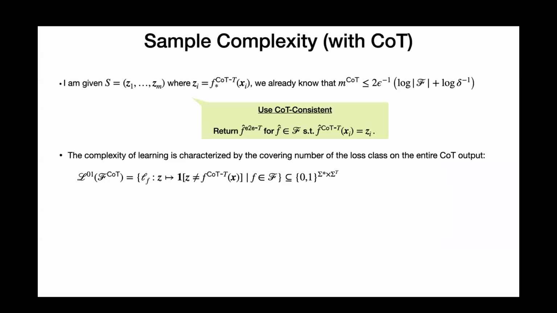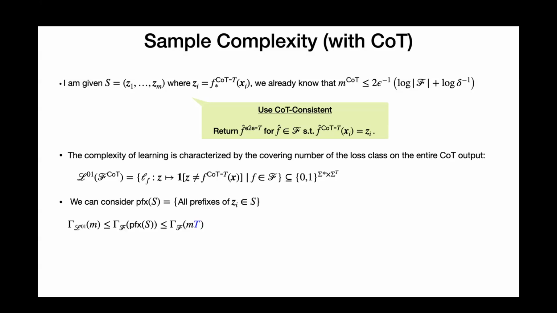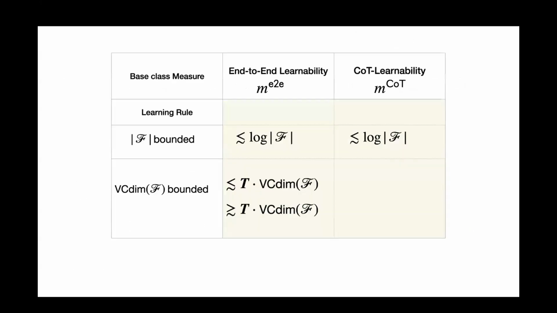In this case, there is a better learning rule that you can come up with: you find a predictor which agrees with the entire chain of thought. And since you are in the realizable setting, you will be able to find such a predictor. We show, with some growth function arguments, that with this better rule, the sample complexity is going to be VC dimension of f times log t.